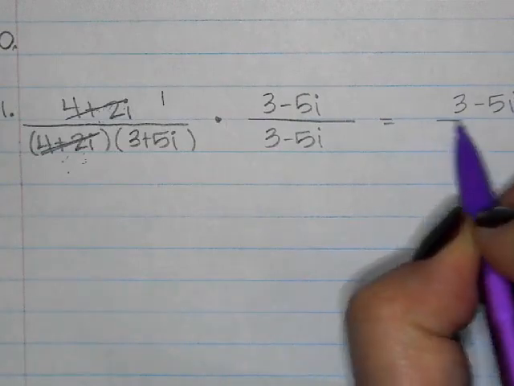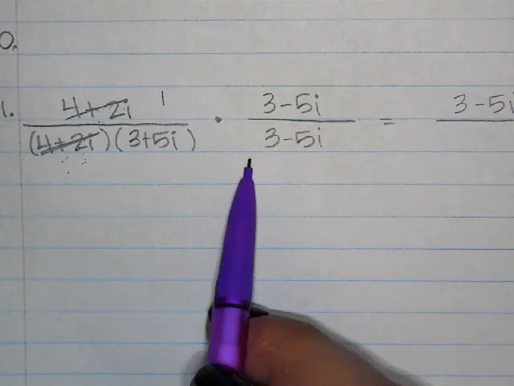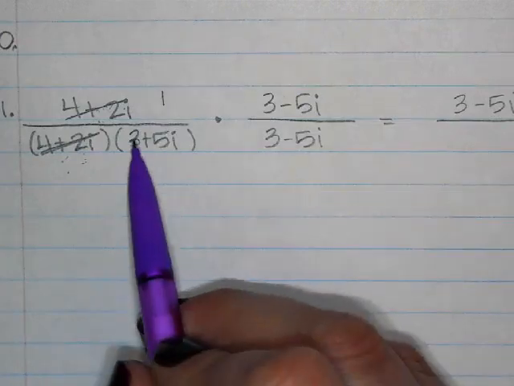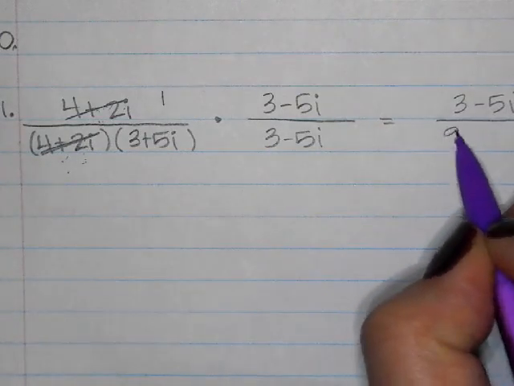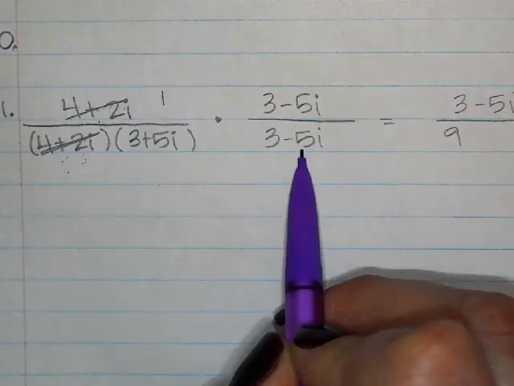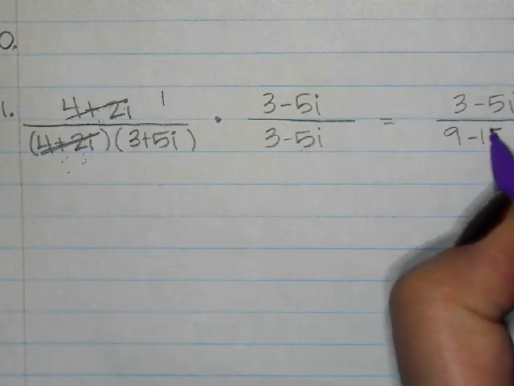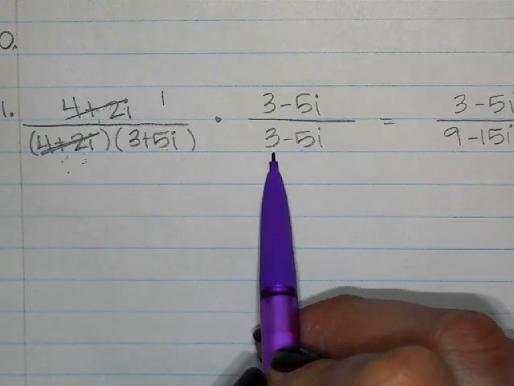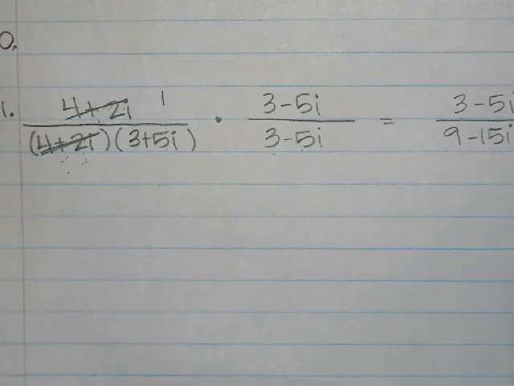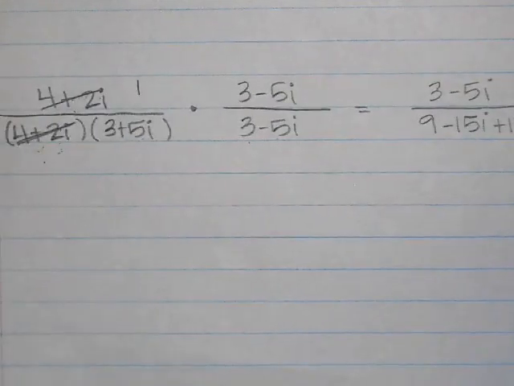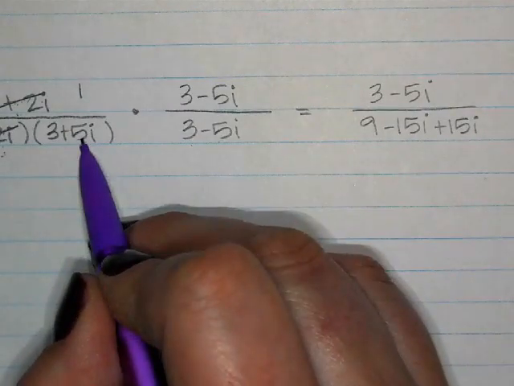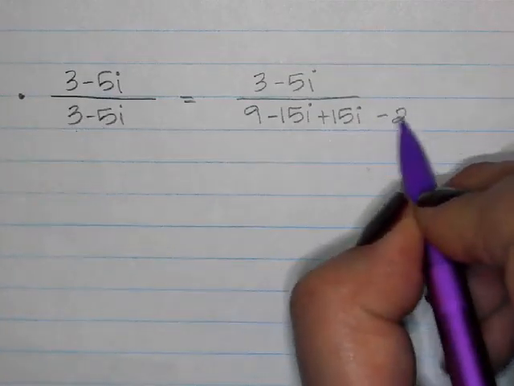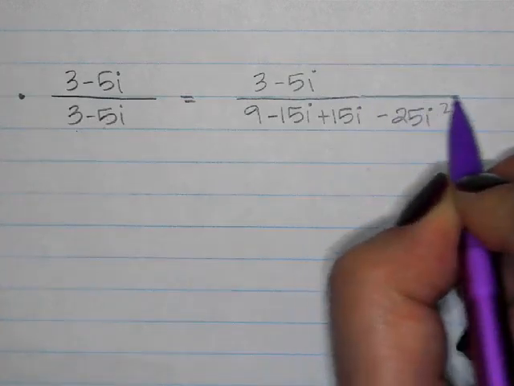And then what do we have to do on the bottom? How do we multiply those on the bottom? We FOIL them. Yeah, we FOIL them. So we've got 3 times 3 is 9. 3 times negative 5i, negative 15i. Positive 5i times positive 3, positive 15i. And then last we have positive 5i times negative 5i, negative 25i squared.